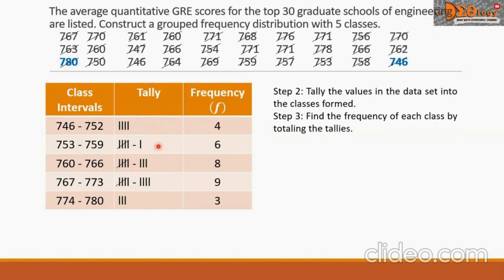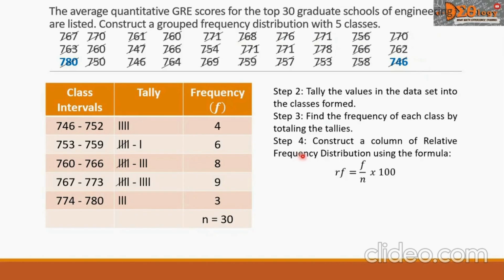For the second class interval, there are 6 tallies. For the third class interval, there are 8, and 9 and 3 for the fourth and fifth class intervals respectively. Next, we will take the total of the frequency, and this must be equal to 30. It means we did not miss anything in our raw data.